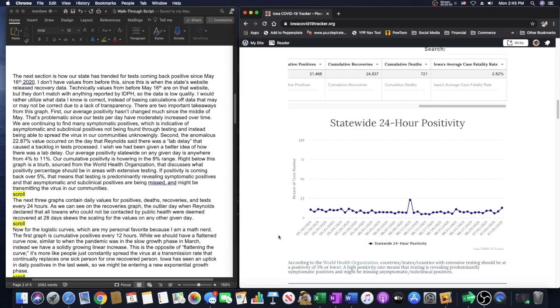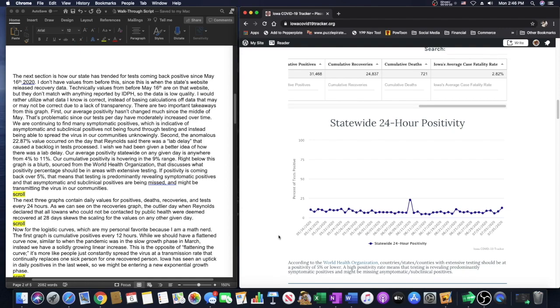The next section is how our state has trended for tests coming back positive since May 16th, 2020. I don't have values from before this, since this is when the state's website released recovery data. Technically, values from before May 16th are on that website, but they don't match with anything reported by IDPH, so the data is low quality. I would rather utilize what data I know is correct instead of basing calculations off data that may or may not be correct due to a lack of transparency.